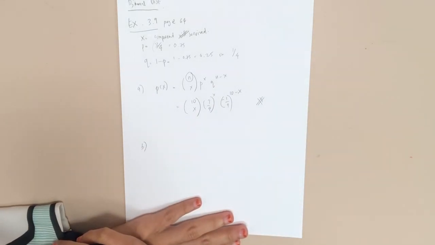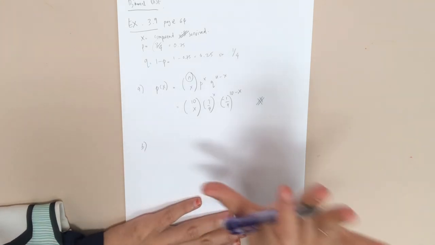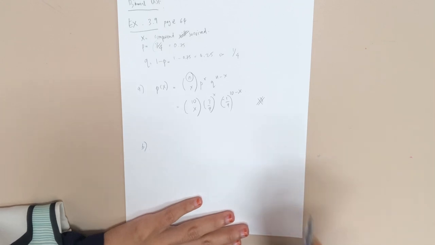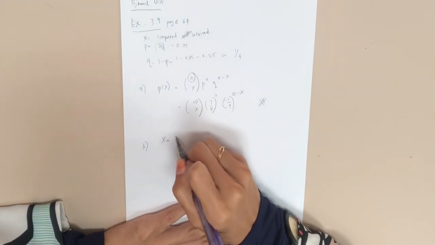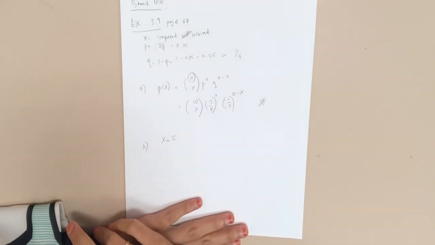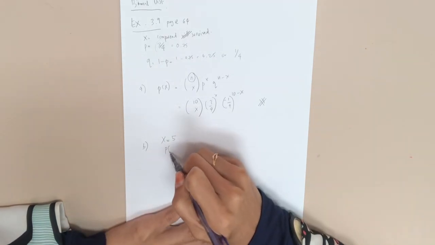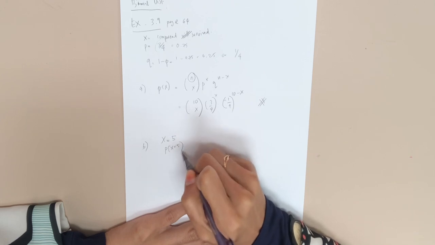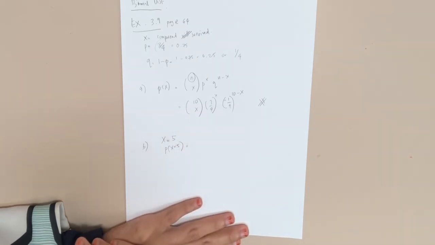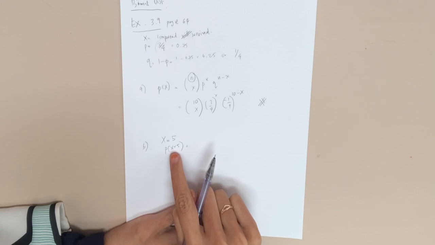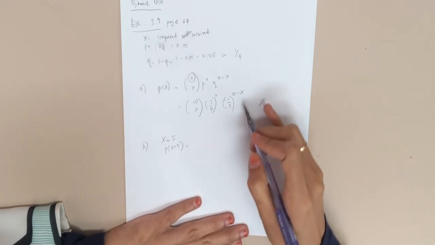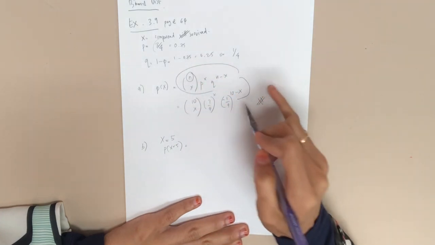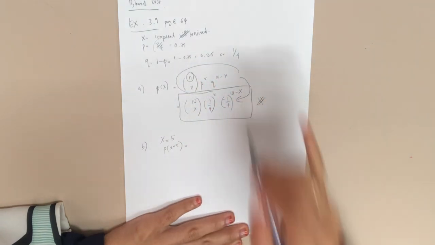B now asks you to find the probability that exactly 5 components. Okay class, the keyword here is exactly 5. So exactly 5 components means x equals 5. So the question asks you to find when x equals 5. What do we do next? You just substitute x equals 5 into this equation.